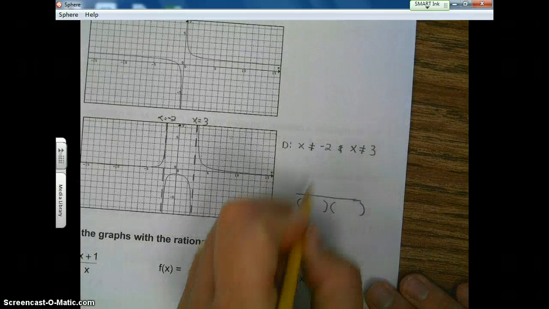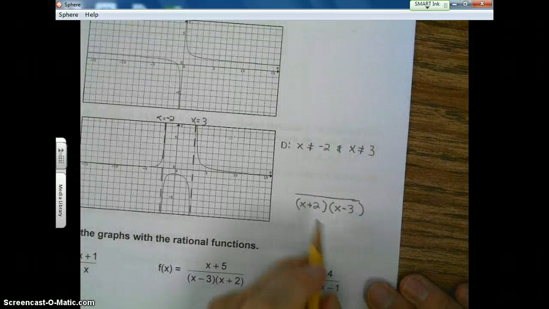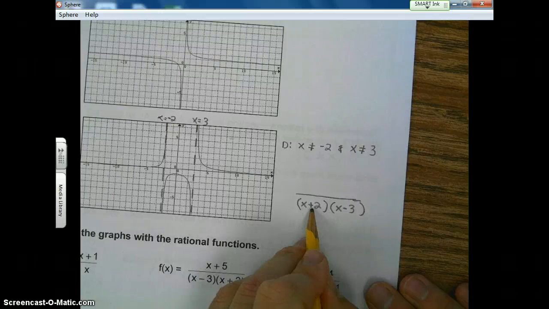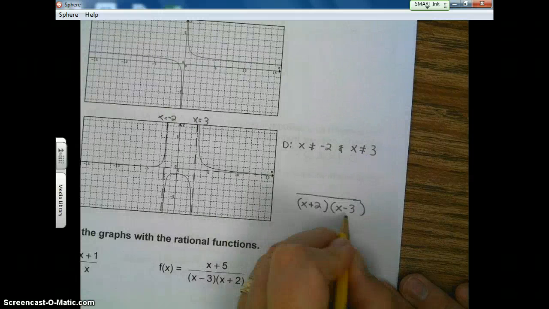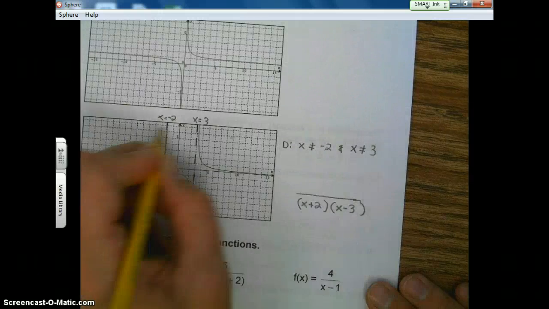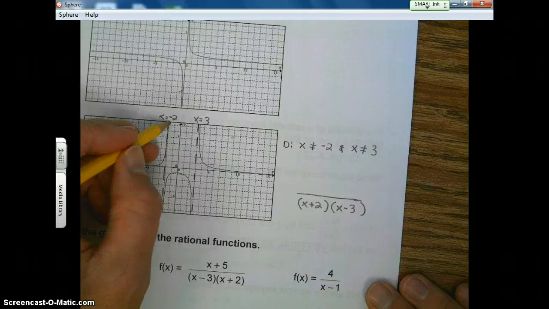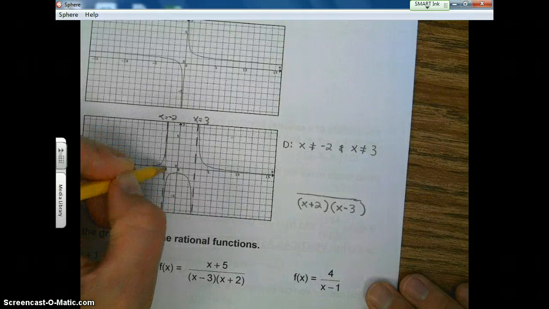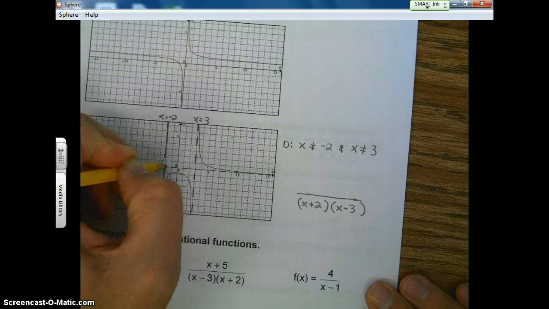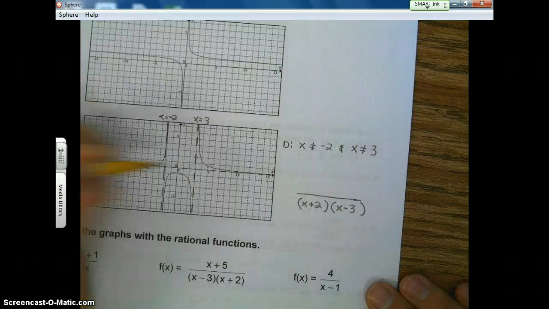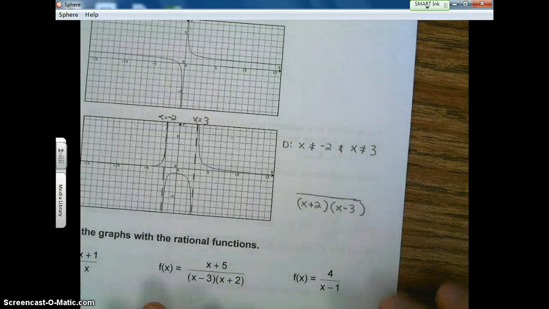Well, it would be x plus 2 and x minus 3. Because if we set this equal to 0, we would get x equals -2. If we set this one equal to 0, we'd get x equals 3. Now remember, this is an exception because it doesn't touch. The domain does not touch -2. The domain does not touch 3. So the domain does not include -2 and 3. This means all real numbers except -2 and 3.